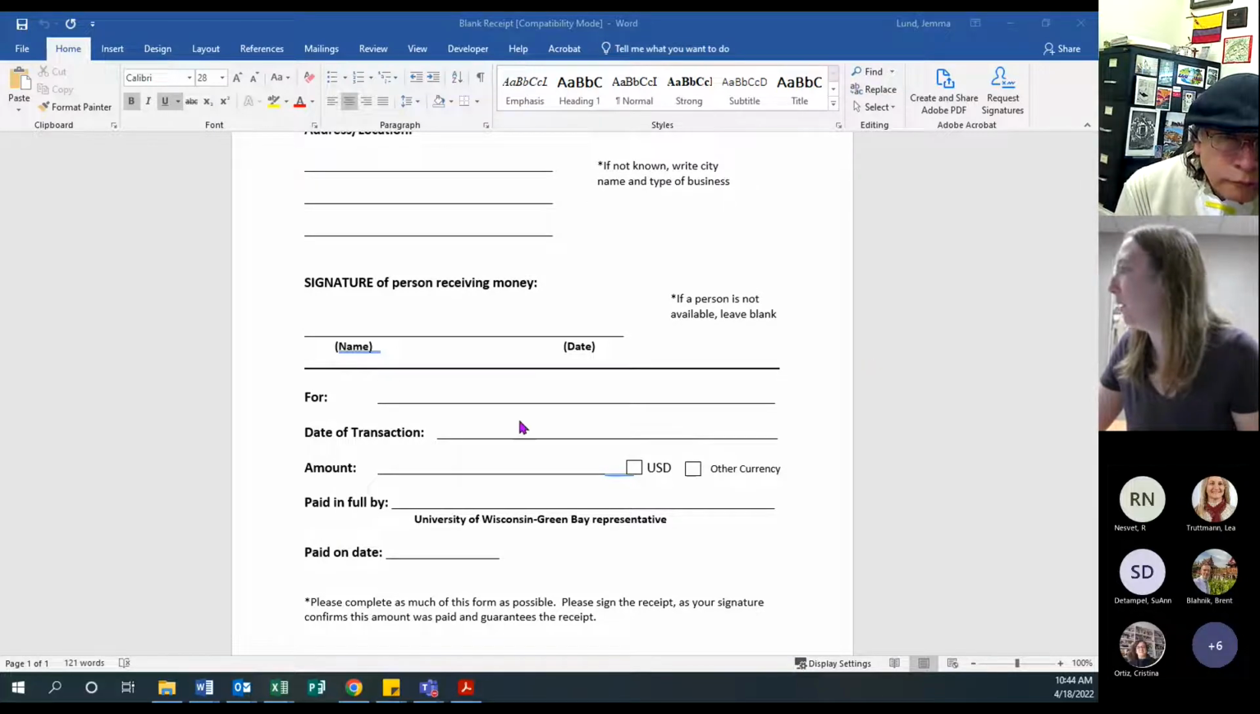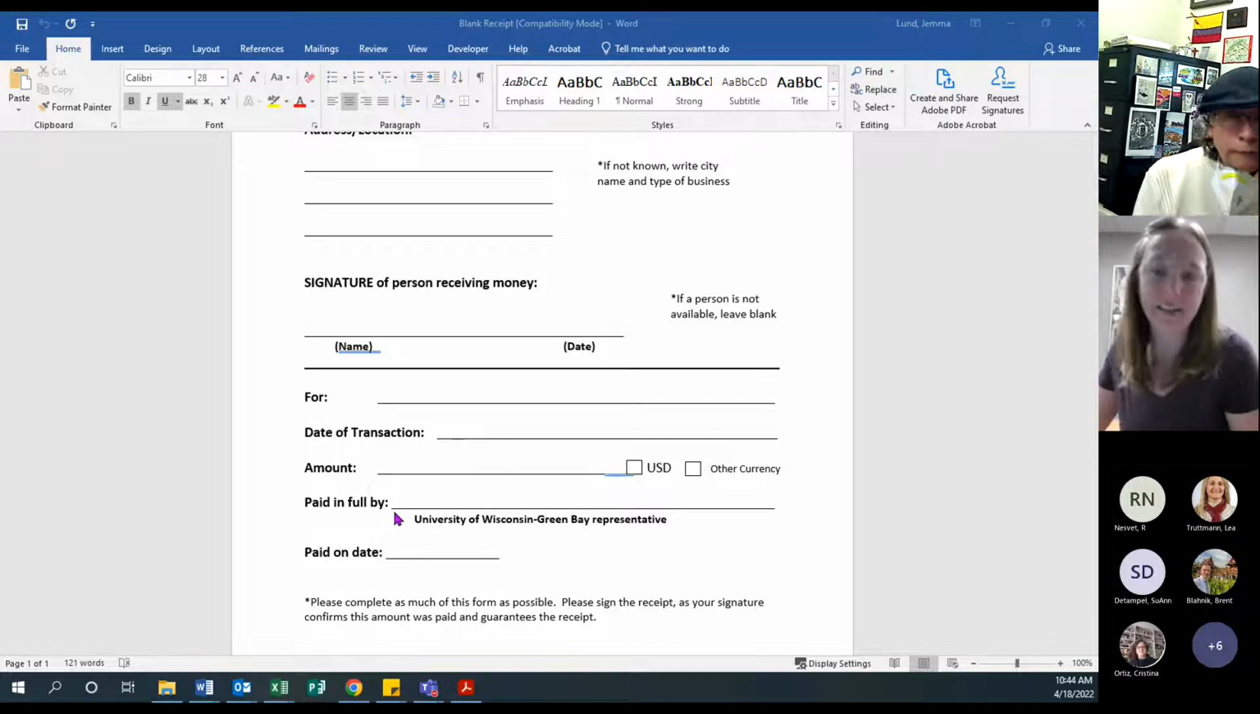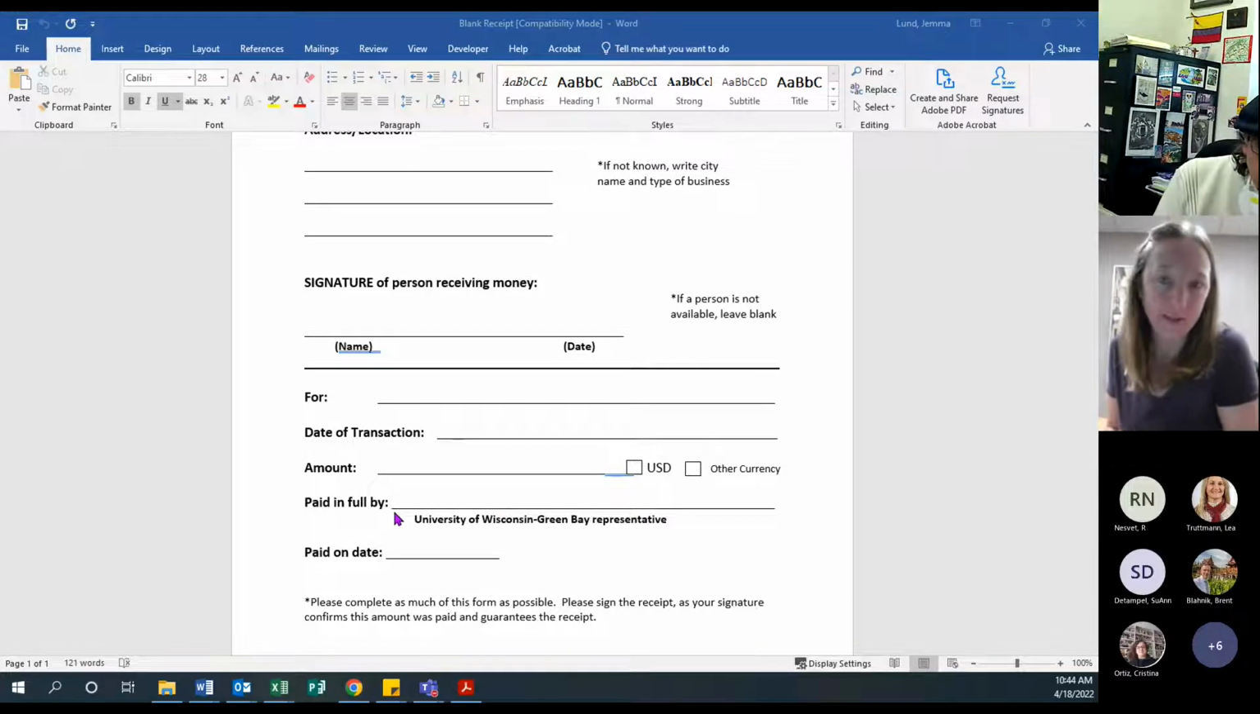So what it is for, the date, the amount, if it's in US dollars or other currency, paid in full. This is where you would sign for it as the leader, along with the date, and that is accounting for that money spent. So that is a receipt for that money. Whether it is a debit card, cash, whatever, if you can't get an itemized receipt, please fill out one of these for that amount.